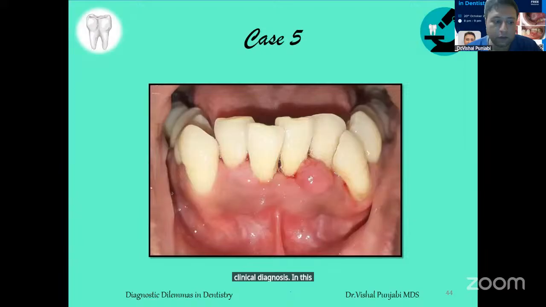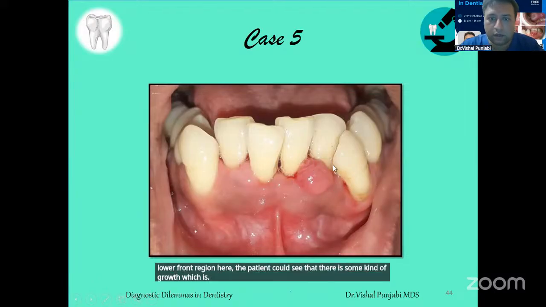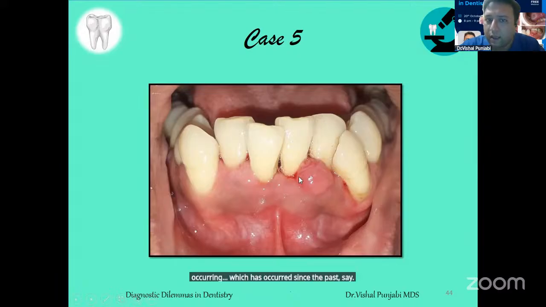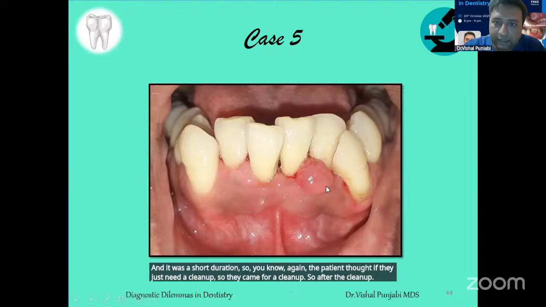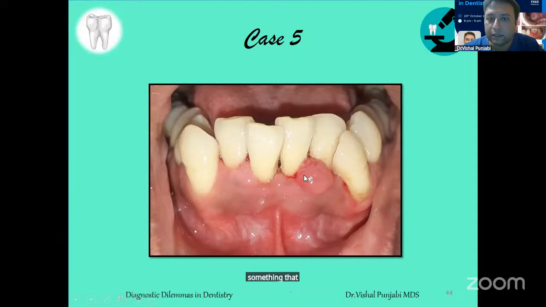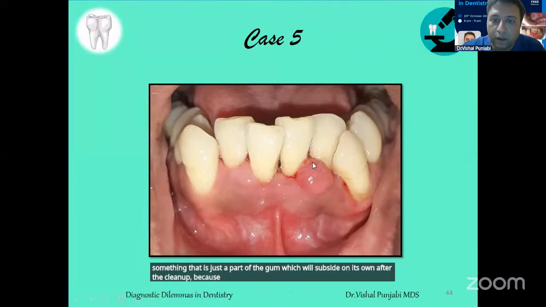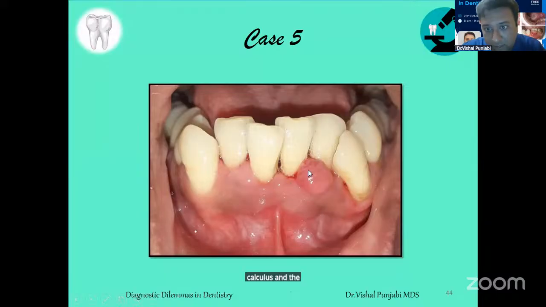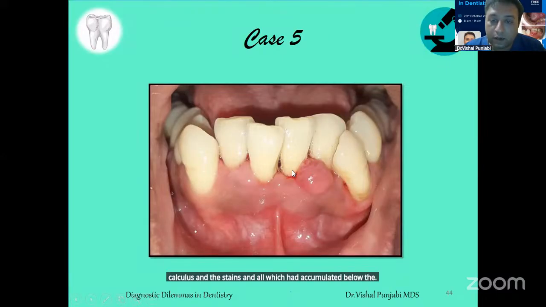In this particular case, again a female in the late 30s. The main complaint was that in the lower front region here, the patient could see some kind of growth which had occurred over the past, say, 2 to 3 weeks, a short duration. The patient thought they just needed a cleanup, so they came for a cleanup. After the cleanup, when we examined again, it didn't look like something that is just part of the gum which will subside on its own, because there was some amount of calculus and stains which had accumulated below the growth as well.